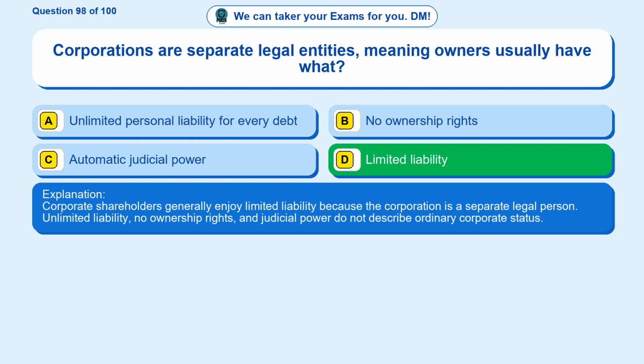Corporate shareholders generally enjoy limited liability because the corporation is a separate legal person. Unlimited liability, no ownership rights, and judicial power do not describe ordinary corporate status.